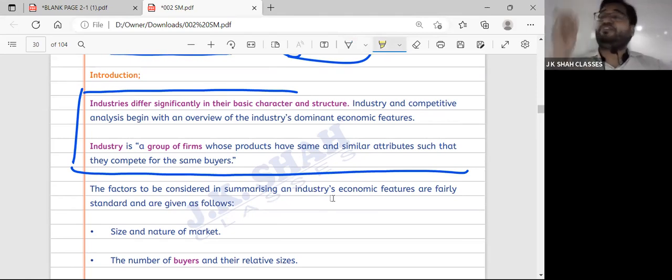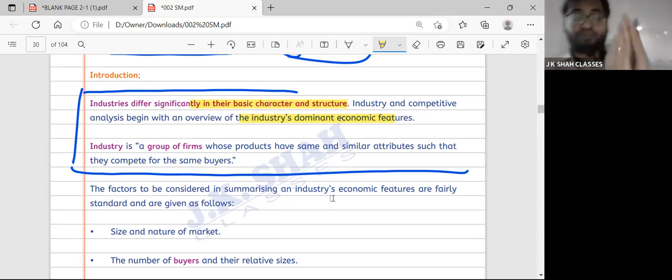Every industry is different. Some require more capital, some require less capital, some require more rules and regulations to be followed, some require less, some require a lot of approvals, few require very few approvals. So every industry will differ in its basic character and structure. So we need to study about dominant economic features. Dominant means most important features.